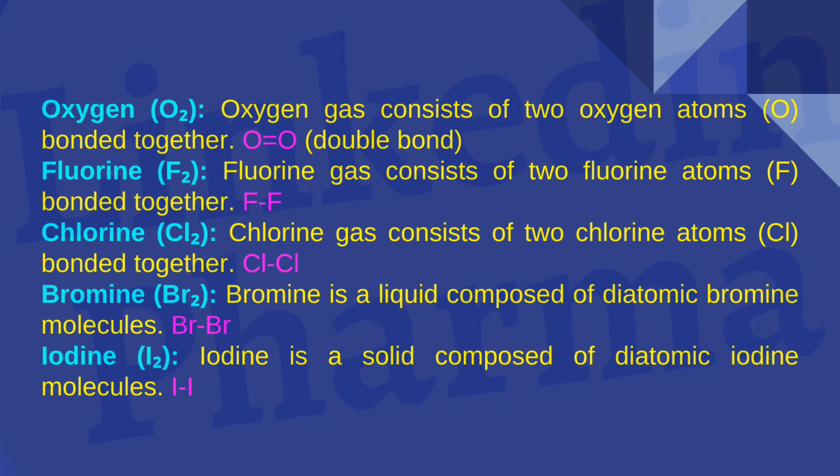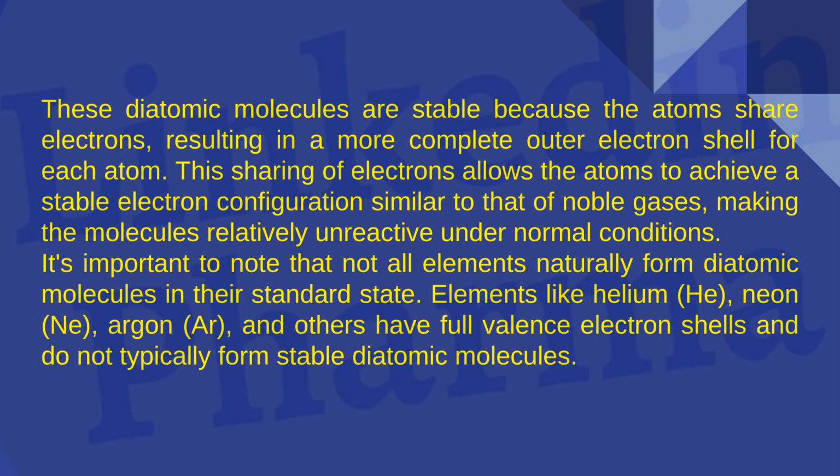Bromine. Bromine is a liquid composed of diatomic bromine molecules. Iodine. Iodine is a solid composed of diatomic iodine molecules. These diatomic molecules are stable because the atoms share electrons, resulting in a more complete outer electron shell for each atom. This sharing of electrons allows the atoms to achieve a stable electron configuration similar to that of noble gases, making the molecules relatively unreactive under normal conditions.